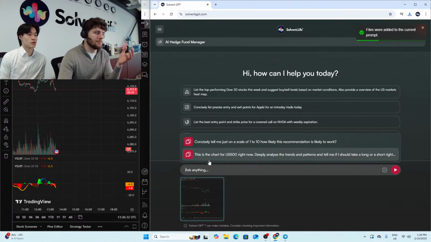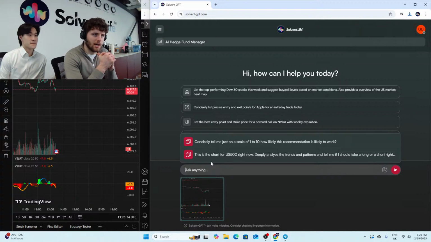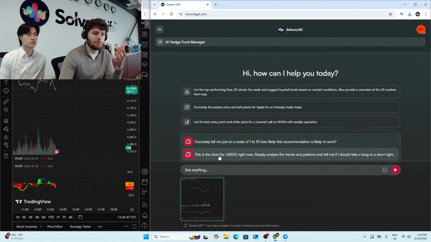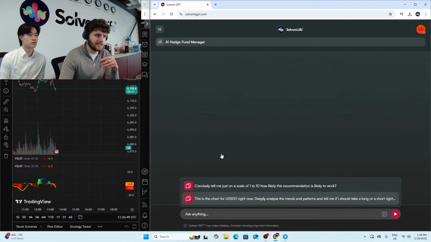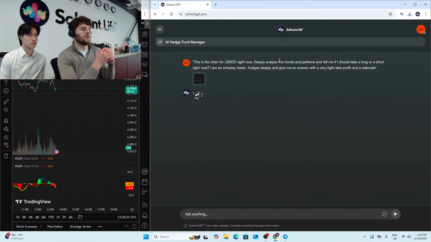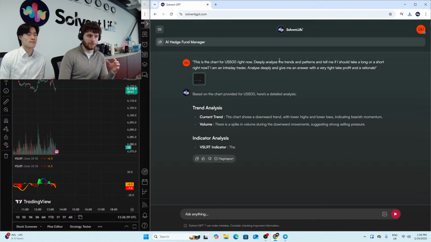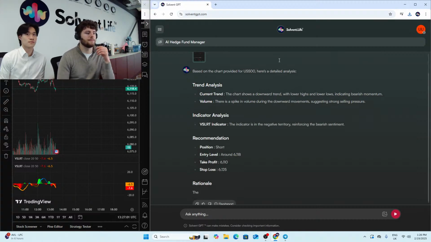So we have a pre-made prompt just above. Now you can save these to your GPT very easily. All you need to do is go up here, click on saved prompts, and just save the prompt you want to have easy access to. But what we've asked for is the chart of the US 500 right now. We've asked for analysis and essentially what the software thinks we should do.